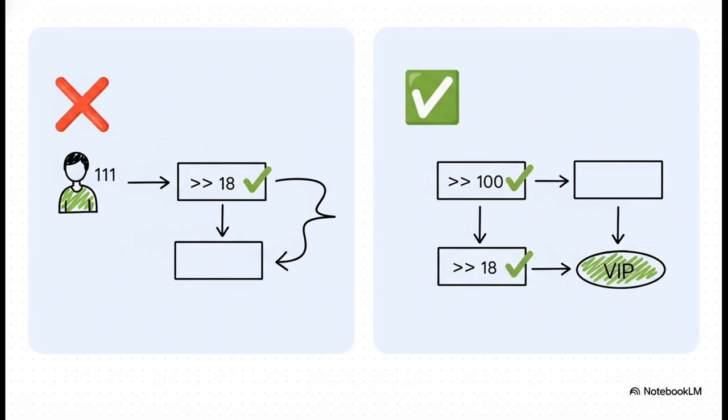And this brings up an absolutely crucial point. The order of your if and elif checks is everything. Look at the bad example on the left. If a user says their age is 102, what happens? The very first condition, age greater than 18, is true. The program would print, "You are now signed up," and just stop. It would never even get to the age greater than 100 check. That's why on the right, we put the most specific check first.